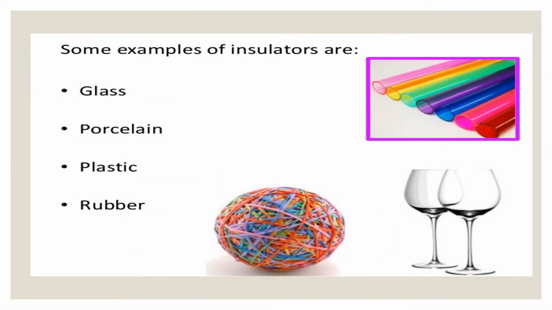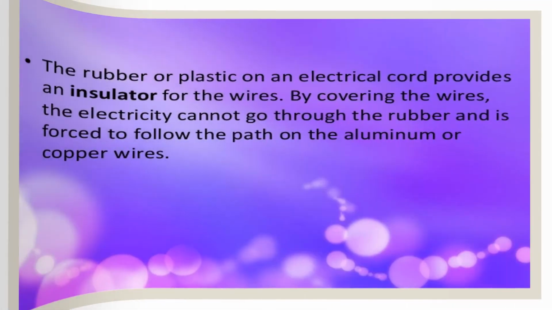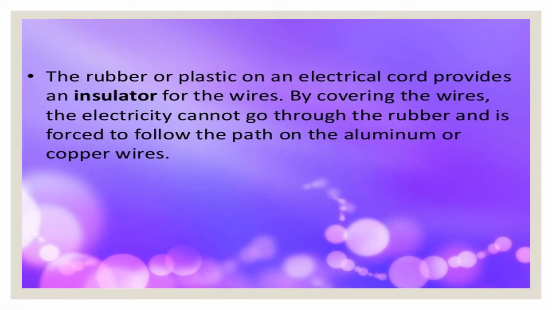Some examples of insulators are glass, porcelain, plastic and rubber. The rubber or plastic on an electrical cord provides an insulator for the wires. By covering the wires, the electricity cannot go through the rubber and is forced to follow the path on the aluminum or copper wires, so that people don't get shock. That is why electric wires are all covered with an insulator.